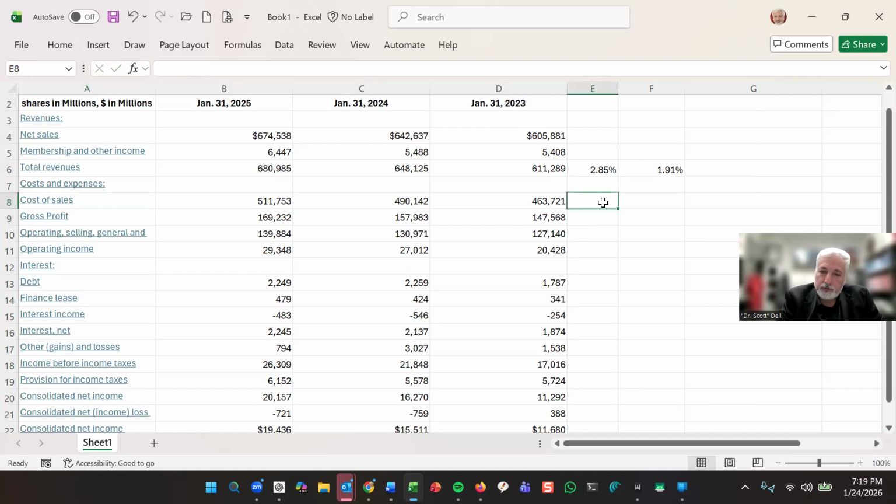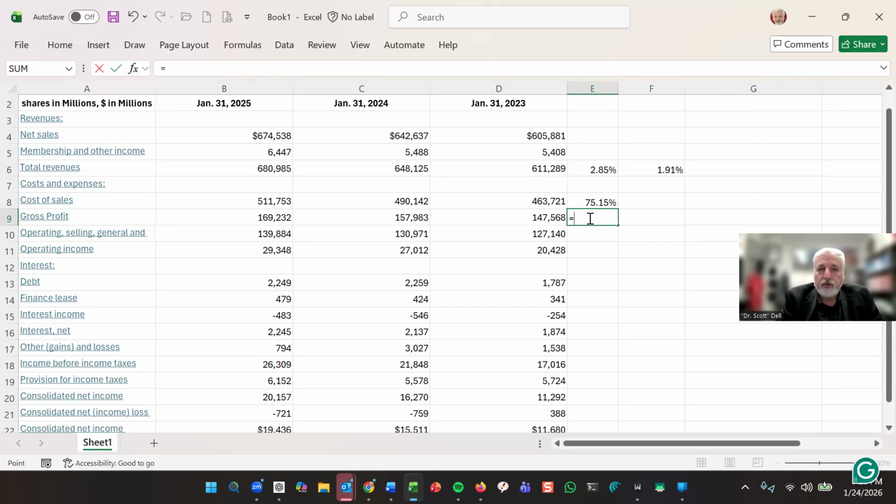Then we're going to do the same kind of calculation. We're going to do equal, let's do cost of sales divided by sales revenues first, go over to here, calculate. And you notice we got 75.15%. That means for every dollar worth of stuff they sell, roughly 75 cents on average is the cost of the actual goods itself.